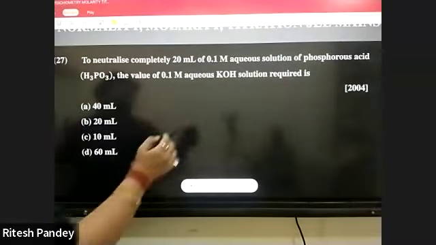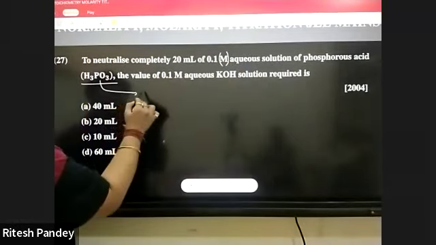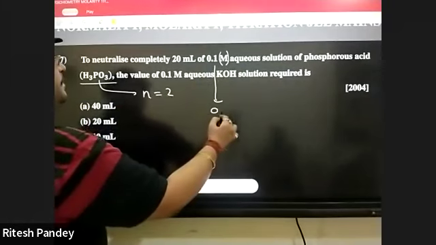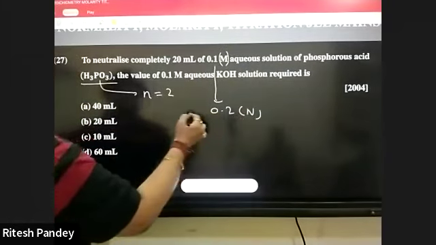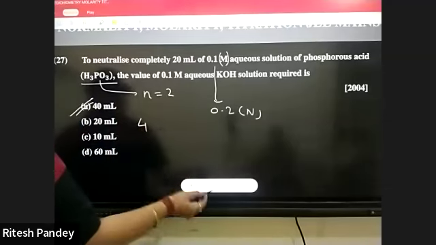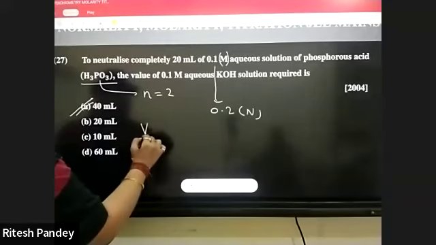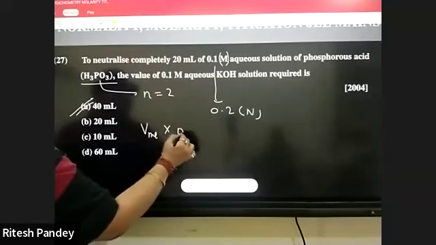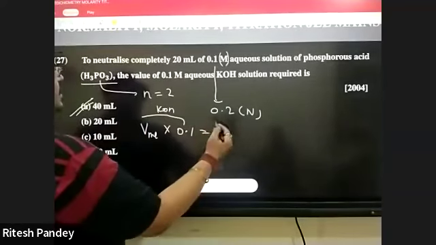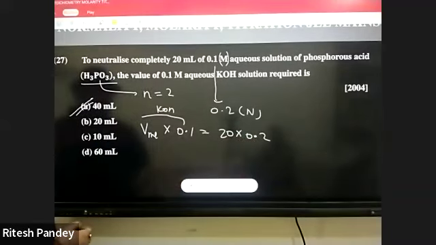Last one, to nuclear completely: 20 ml of 0.1 molar phosphorus acid, which is H3PO3, for H3PO3 the n-factor is 2, so 0.1 molar will become 0.2 normal and 40 ml will be required. Yet again this is how I need to solve it. V ml into 0.1 of KOH equals 20 into 0.2. So you get V equal to 40 ml.